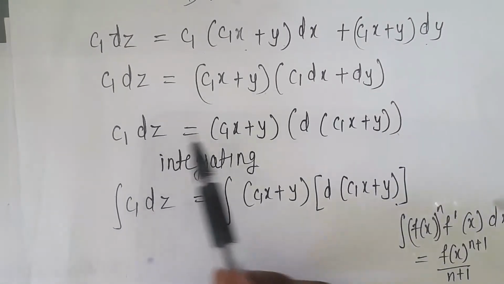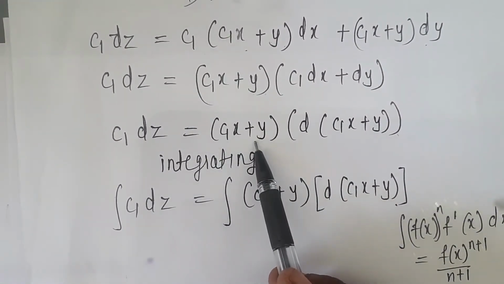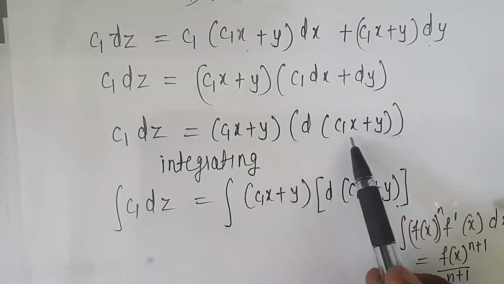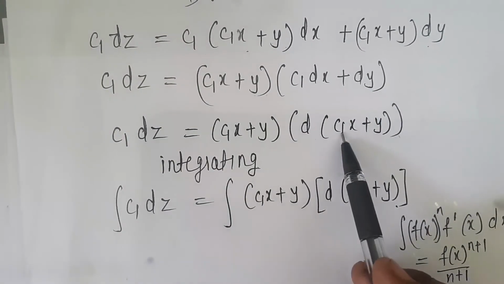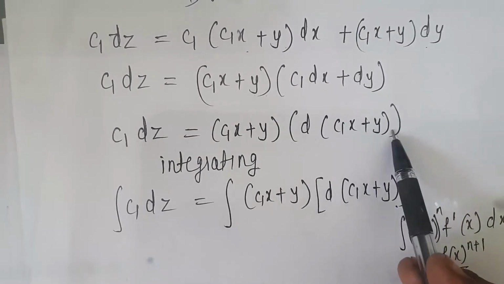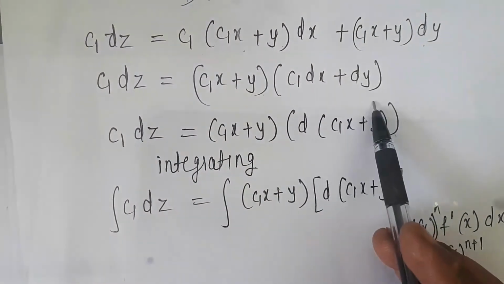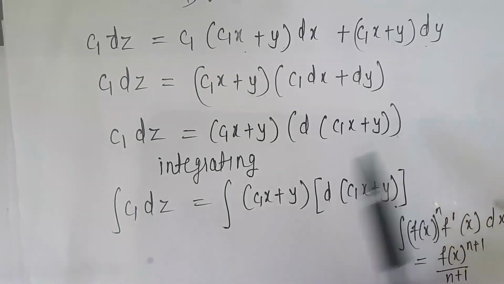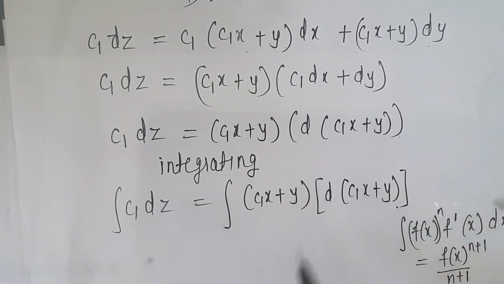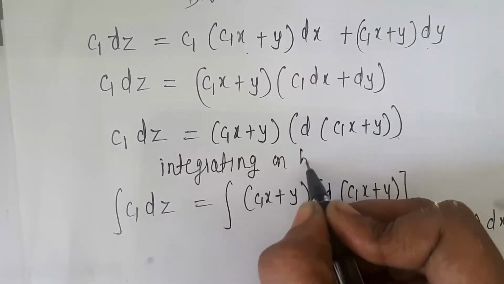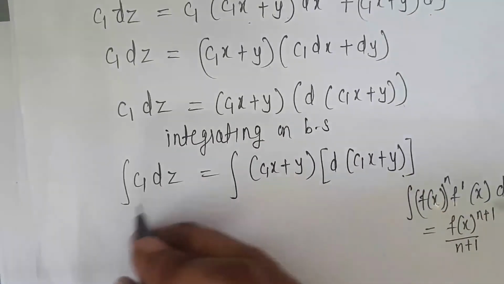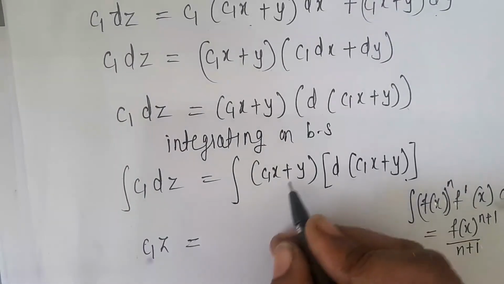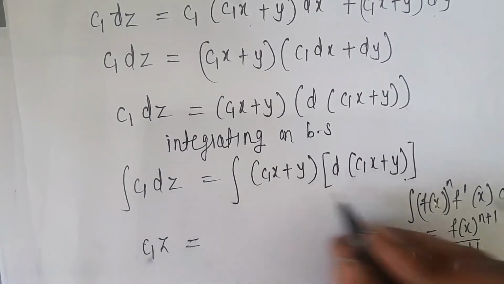Here (c1 dx plus dy) is the derivative of c1x plus y, because c1 into the derivative of x plus the derivative of y is c1 dx plus dy. So I have written it as the derivative of (c1x plus y). Now integrating on both sides, we get the integration of c1 dz is c1 into z, equal to the integration of (c1x plus y) into its derivative.